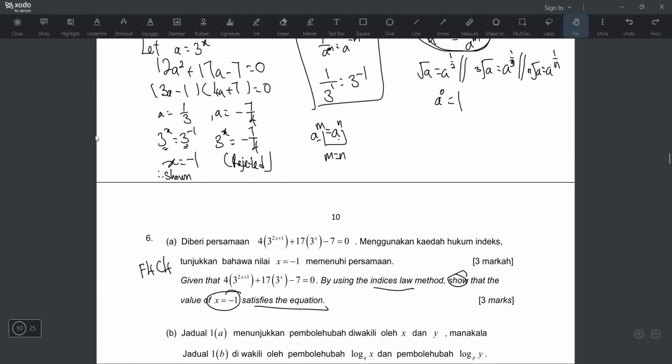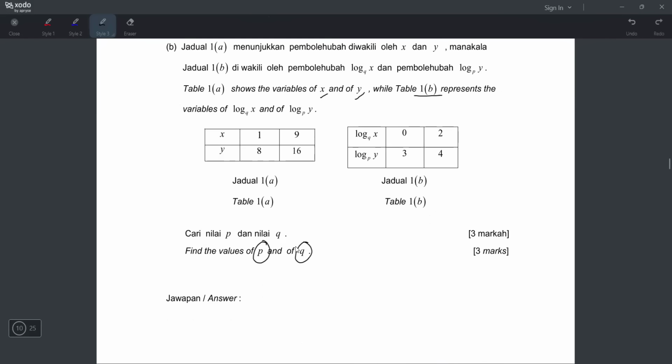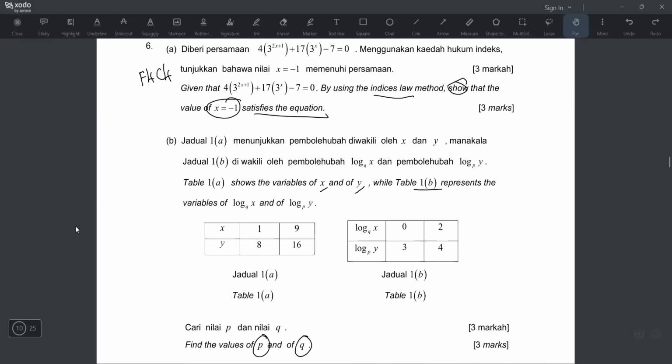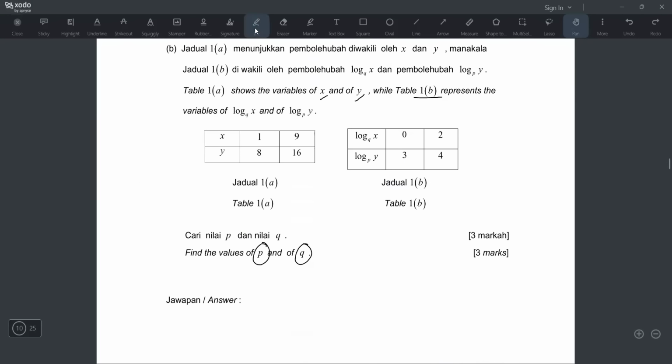All right, B. Table 1A shows the variables of x and y. So we have a table x, y. And then table 1B represents log x base q, log y base p. Okay, it's a different table. Find the values of p and q. This looks like a linear law question and an indices and log question combined together. But A is an indices question, right? So I guess maybe it's just an indices question.